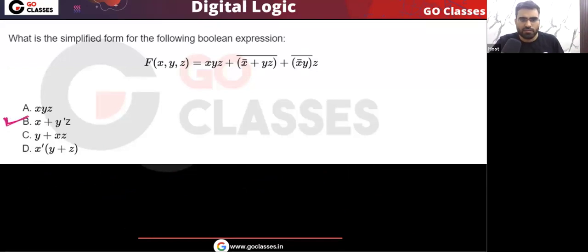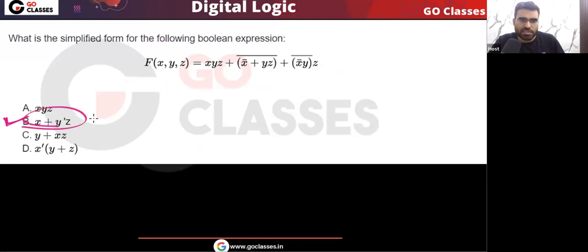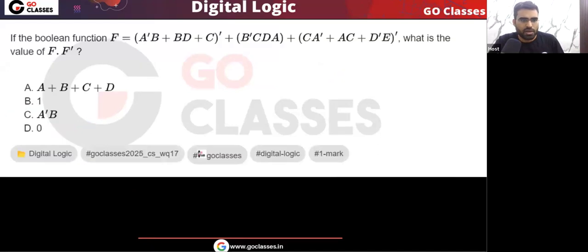Okay, is this clear? Very simple question. So this Boolean function is given to us and we need to simplify this. The answer will be x or y bar z. Very simple. Now let's solve this question. If the Boolean function f equals this, what is the value of f and f bar? This is what the question is asking.